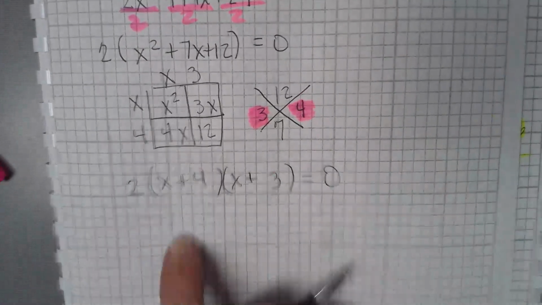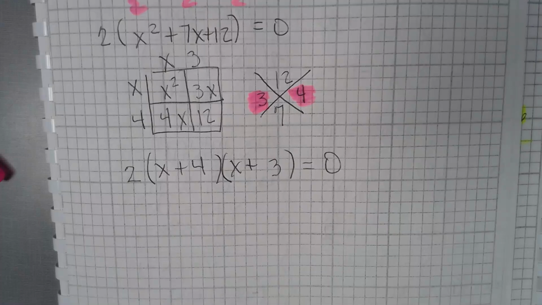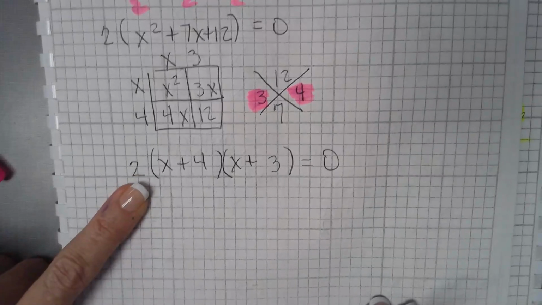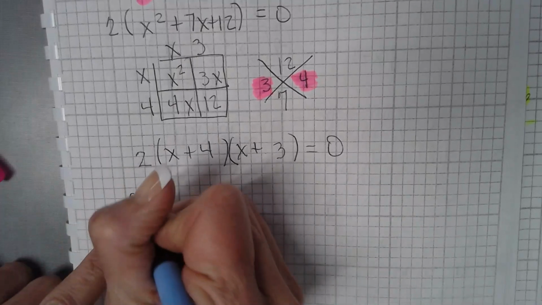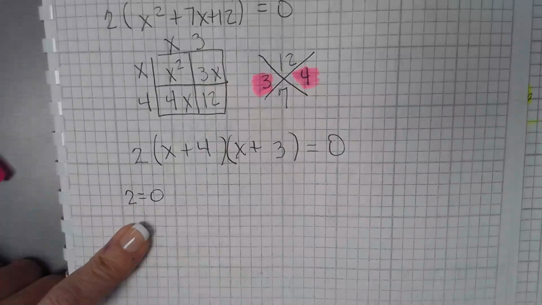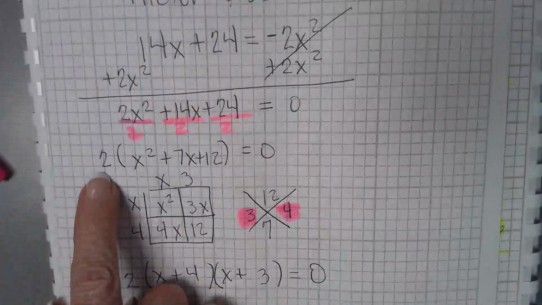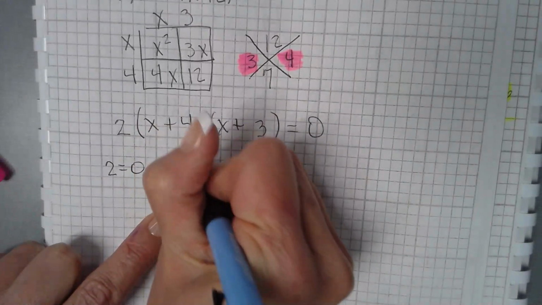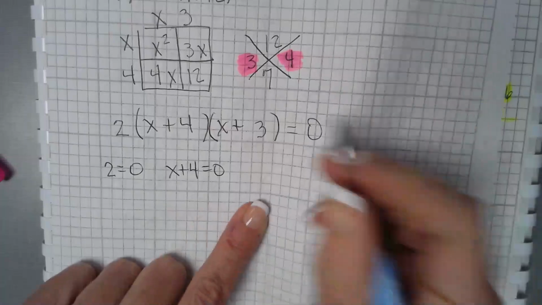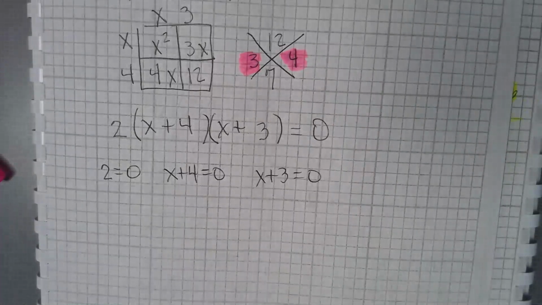Now, another little aha moment here. What does it say to do for my last step? Okay, this is important, y'all. 2 is a factor. 2 gets set equal to 0. We're going to talk about it in a minute. Remember, we pulled that out to begin with. Okay? X plus 4 is a factor. We're going to set that equal to 0. X plus 3 is a factor. We're going to set that equal to 0.